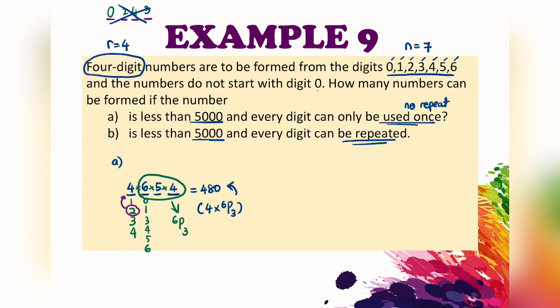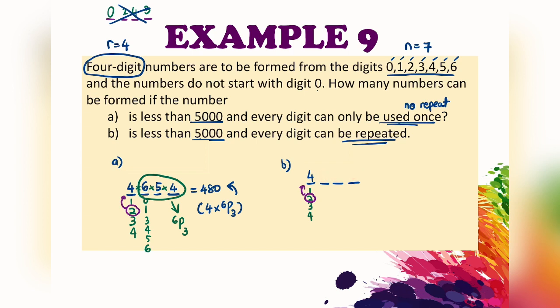Now for part B, there are 4 positions, and the first digit has 4 possible ways, because we can write either 1, 2, 3, or 4. Let's say we choose 2 to be written in the first position. 2 can still be written in the second, third, and fourth positions, so it can be repeated.